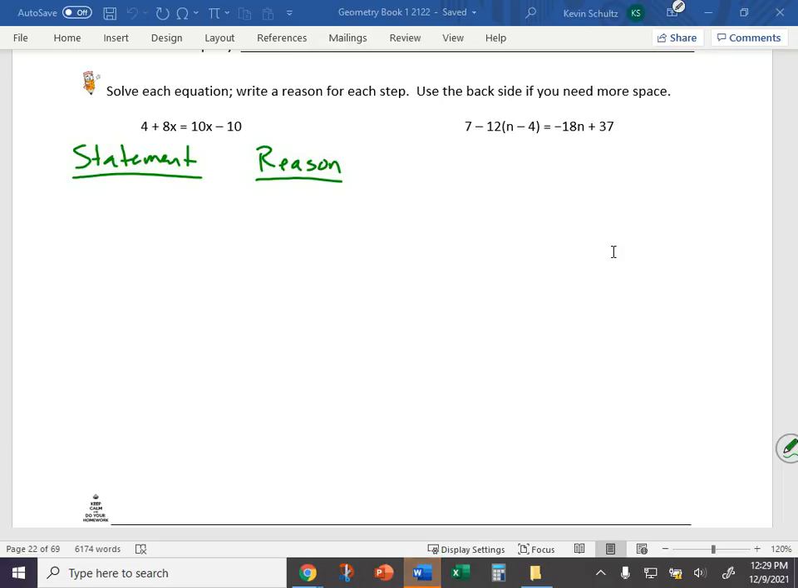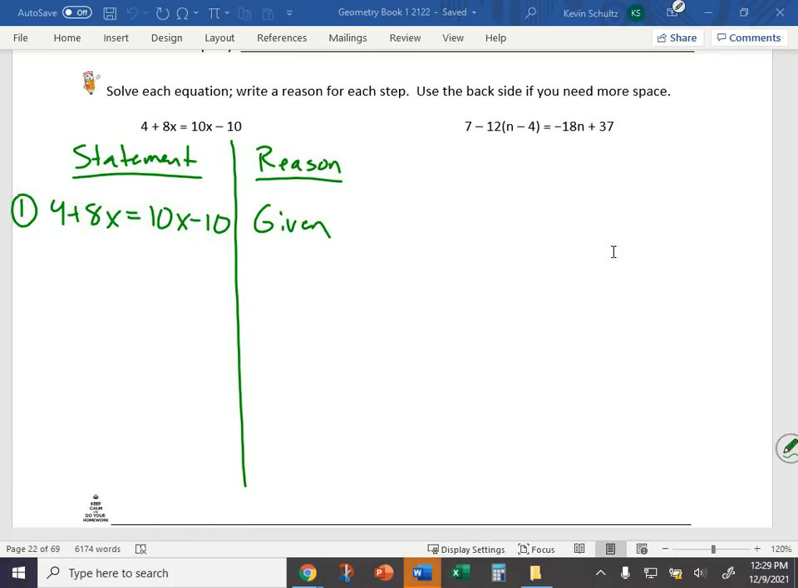What do we know? We know that 4 plus 8x equals 10x minus 10. Okay? And how do we know that? Given. It was given to us. Right? Given. Okay? Now, where do you want to go from here? Like I said, there are different ways to solve for x. How do you want to start? Let's just all take this and I'll do it the same way, but how do you want to start?